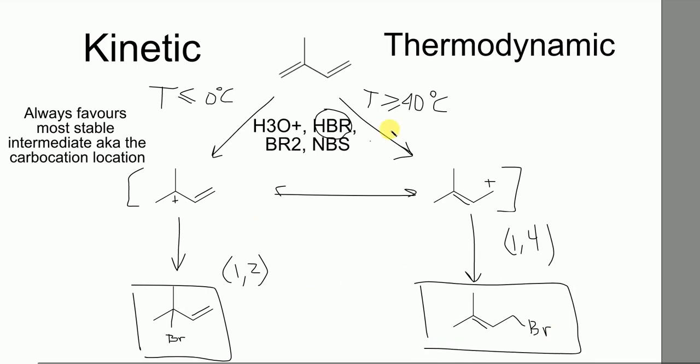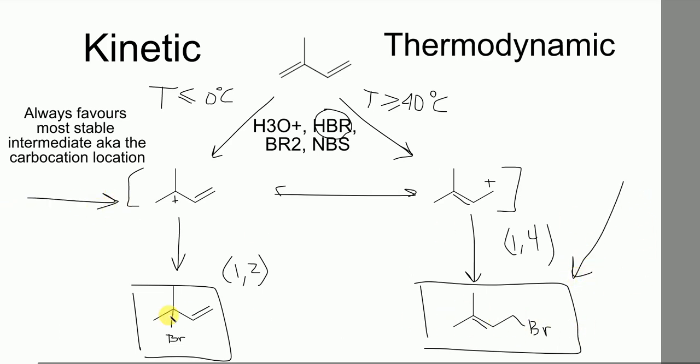And the only difference between the 0 degrees or kinetic state and the 40 degrees or higher thermodynamic state is that the kinetic state always prefers the intermediate that is most stable, right? But the thermodynamic does not care about that. The thermodynamic actually prefers the product that is most stable. So this one is dependent on the intermediate, this one is dependent on the product that we get.